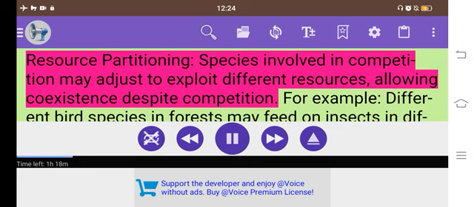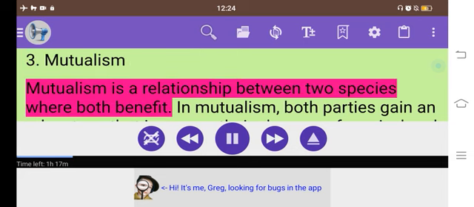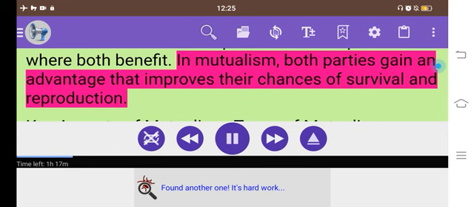Resource partitioning. Species involved in competition may adjust to exploit different resources, allowing coexistence despite competition. For example, different bird species in forests may feed on insects in different parts of trees or at different times of day. 3. Mutualism. Mutualism is a relationship between 2 species where both benefit. In mutualism, both parties gain an advantage that improves their chances of survival and reproduction.